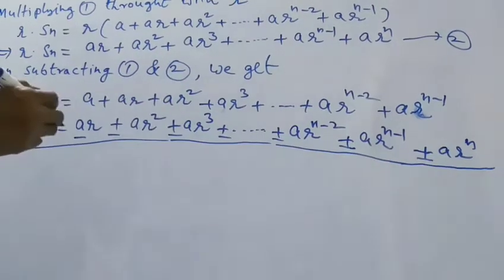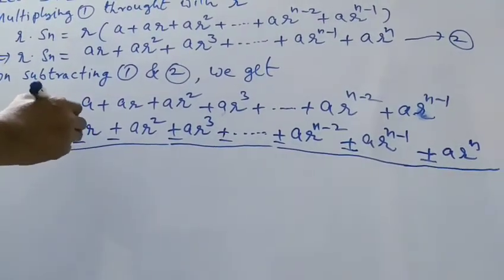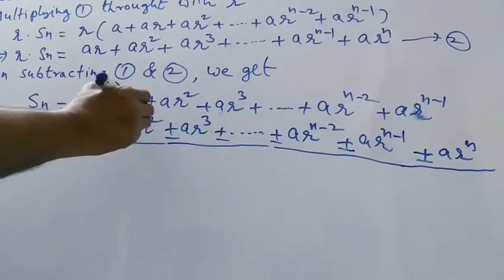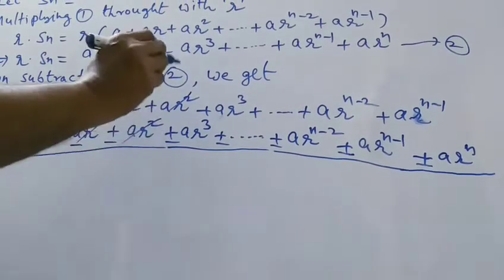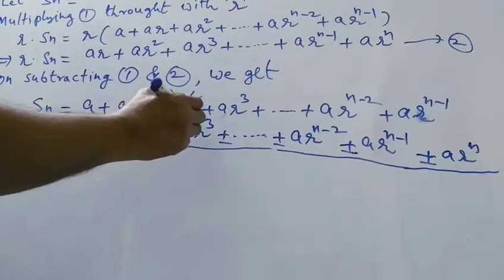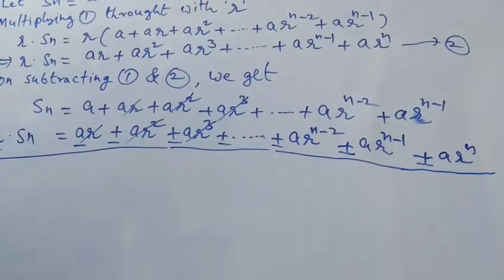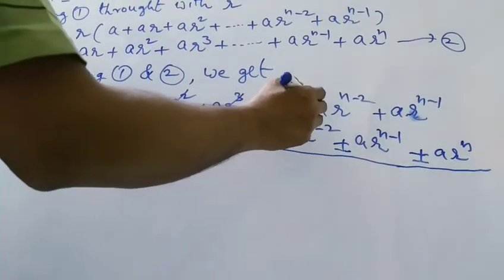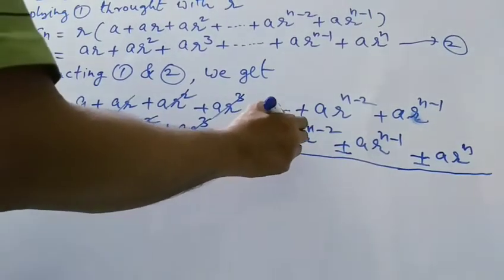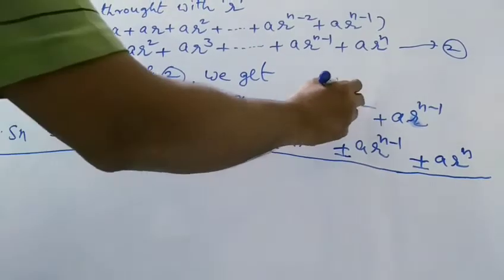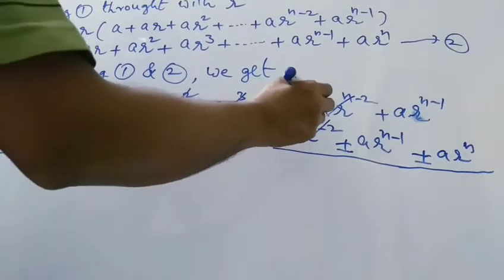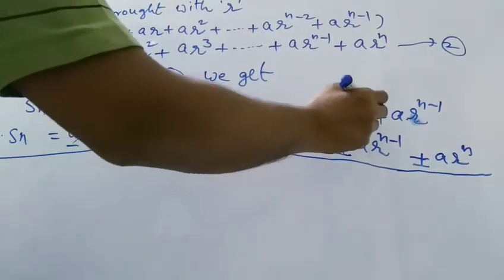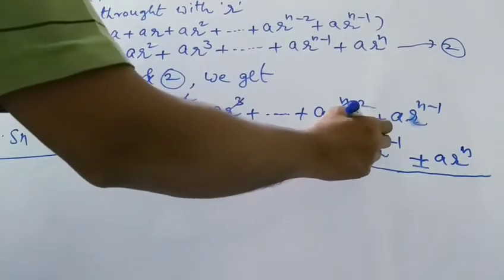So the like terms here, minus ar plus ar, both are cancelled. Here also minus ar square plus ar square, both are cancelled. Here also minus ar cube plus ar cube, both are cancelled. And so on terms. Here also plus a into r to the power of n minus 2 minus a into r to the power of n minus 2, these two are also cancelled. Here also plus a into r to the power of n minus 1 minus a into r to the power of n minus 1.